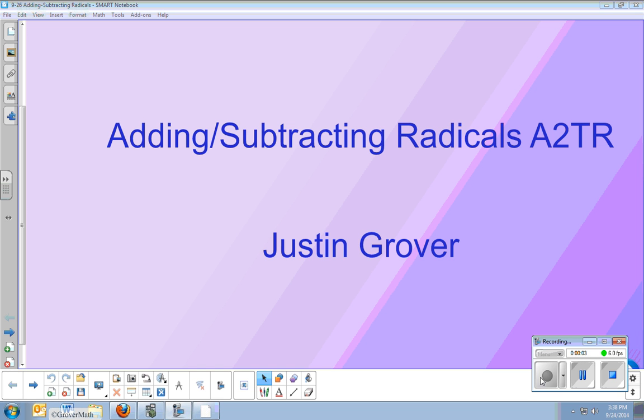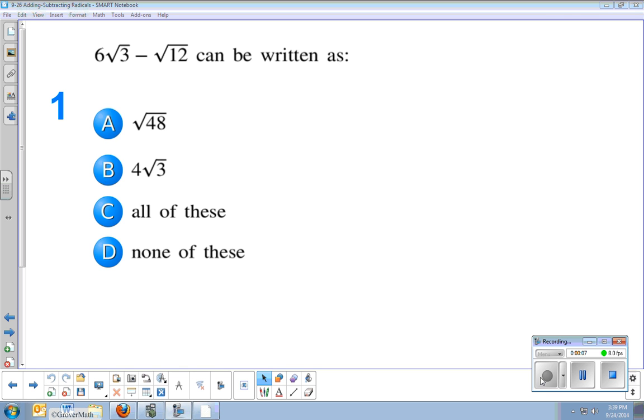Adding and subtracting radicals, Algebra 2, Trigonometry regions. 6 rad 3 minus rad 12 can be written as what?